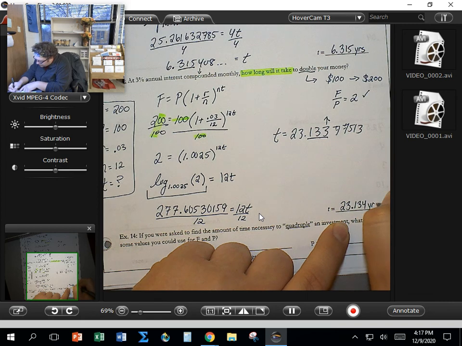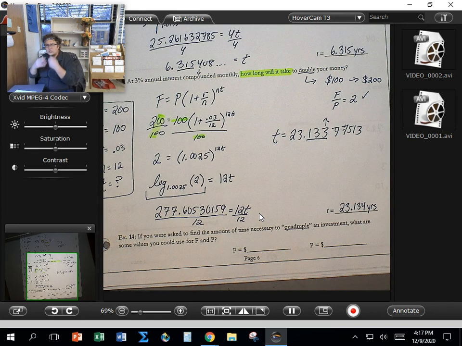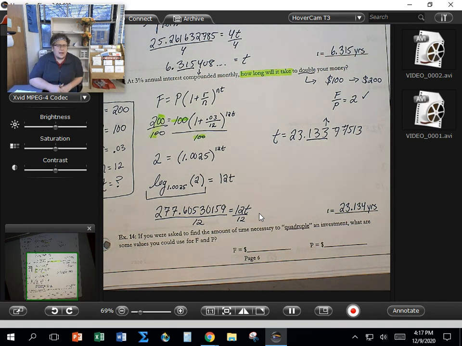23.134 years. So if you had to answer that question, how long will it take to double your money? It will take 23 and some months of time. Okay, 23 years and a little bit of change. So definitely not an easy skill, right? But with practice, finding time is going to definitely be a success for you if we practice, and just ask questions next time we're in class and we'll get you there.